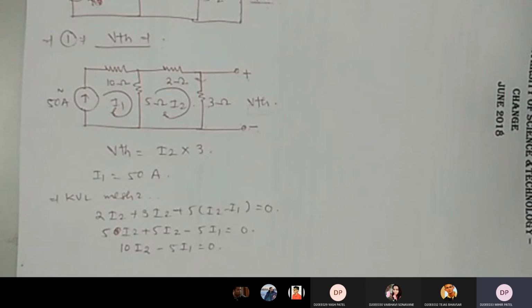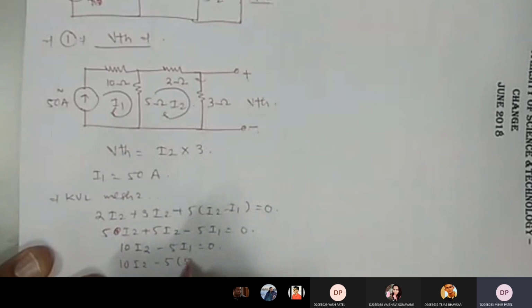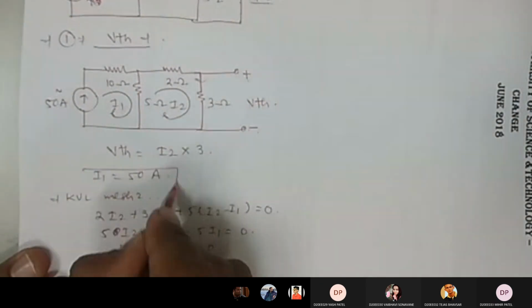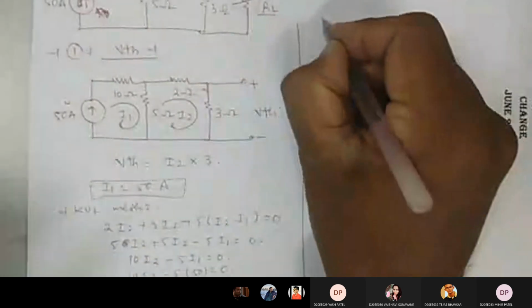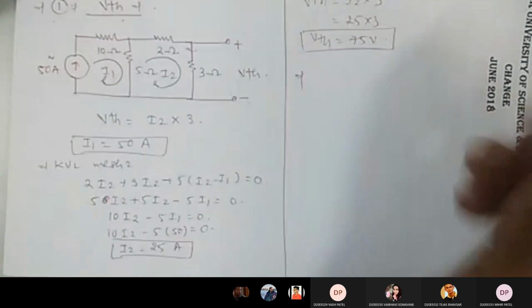Have you got the value of I2? Yes, sir, 25 ampere. Okay, 10 I2 minus 5 into 50 is equal to 0, so I2 is equal to 25 ampere. I1 we have already got. I will put the value of I2 over here. Your VTH is equal to I2 into 3, that is 25 into 3, which is nothing but 75. 75 volt. VTH we have got 75. Step number 1, finding out VTH, we have done.